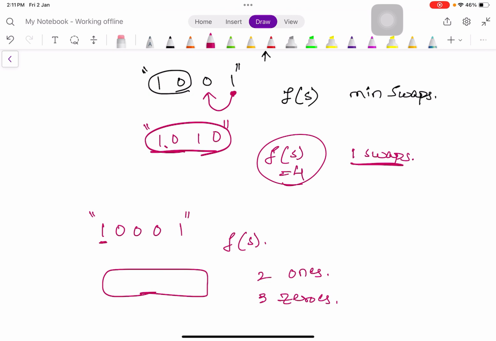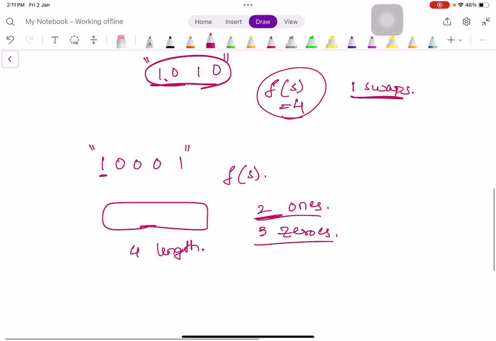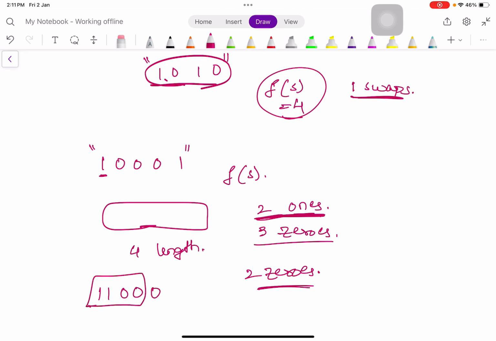So if I want to get the biggest prefix with number of ones greater than or equal to number of zeros, then it would be of length 4. Why would it be of length 4? Because if there are only 2 ones, then there can only be 2 zeros in my prefix, not more than that, so that I get 1 1 0 0 followed by an extra 0, so that I have equal number of ones and zeros in my prefix. Now I cannot have a bigger good prefix than this.